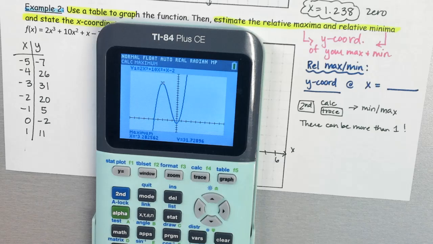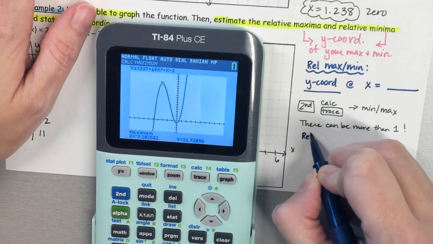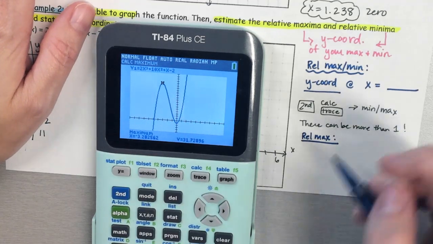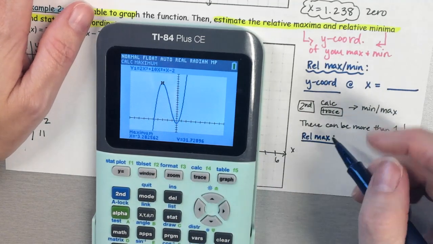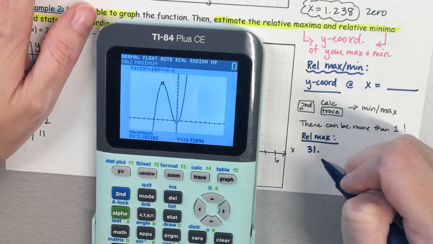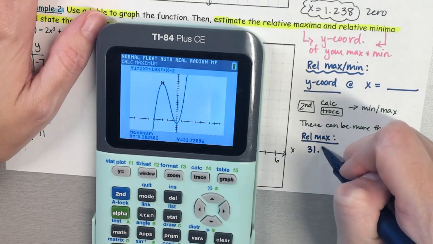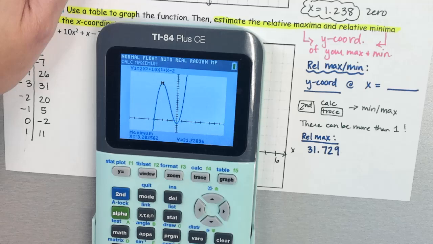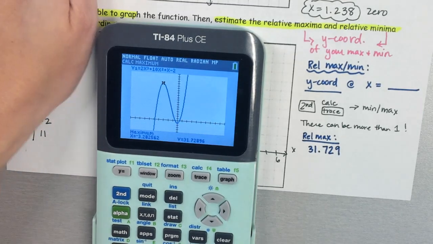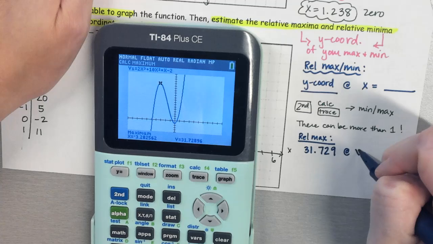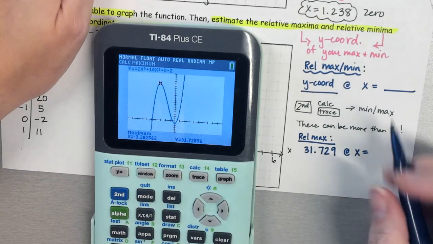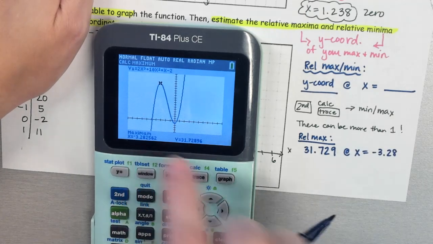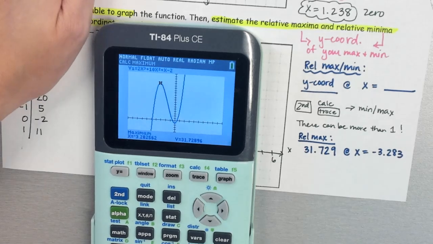So the way that we're going to write this, we're going to label what it is. So I found the max first. Okay, so the maximum is the y value. So we're going to do the y coordinate, which is 31.72, and then it's 8, 9. So that's going to be bumped up to a 9. And then we're going to find the x value. So that's going to be -3.28, and then it's a 2 and then a 5, so that's going to round up to 3.